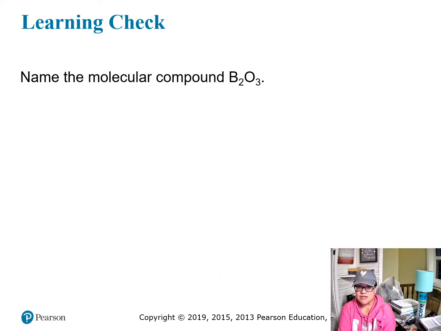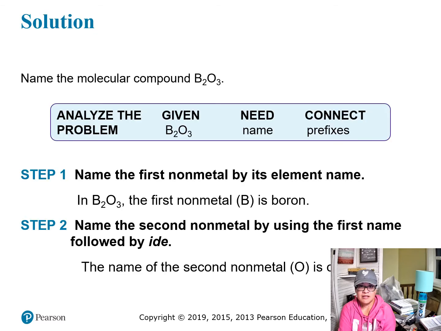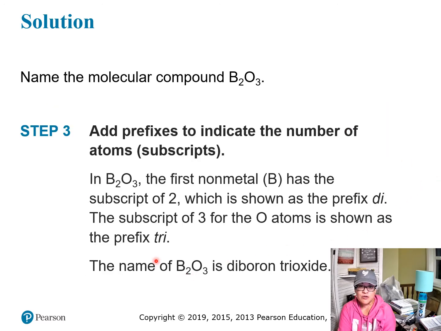Let's see if you can name this one. And here are the steps. So the first one is named boron, that's the first name. The second one is oxygen, so you change it to oxide, and then you look at how many you have and add your prefixes. So in the first one you have 2, and the second one you have 3, so it's diboron trioxide.